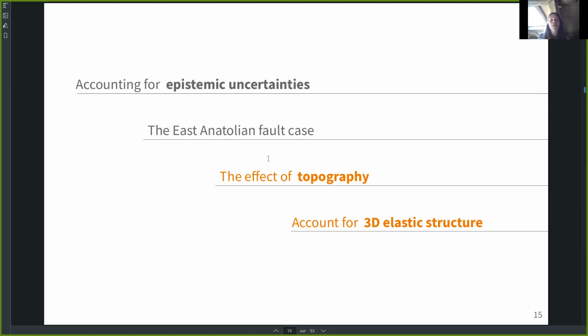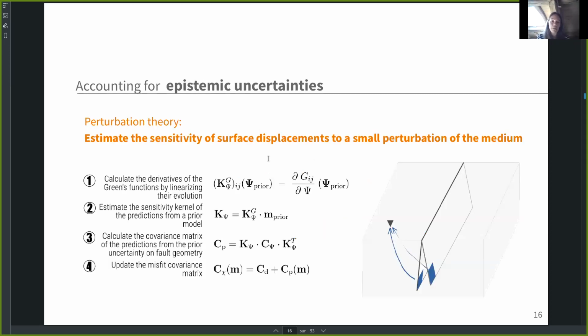So first, how do we account for epistemic uncertainties? I will be very quick about that. What we do is we estimate the sensitivity of surface displacements to a small perturbation of the medium. So what I did during my PhD was look for epistemic uncertainties due to variation in the fault geometry, so I will use that to explain.